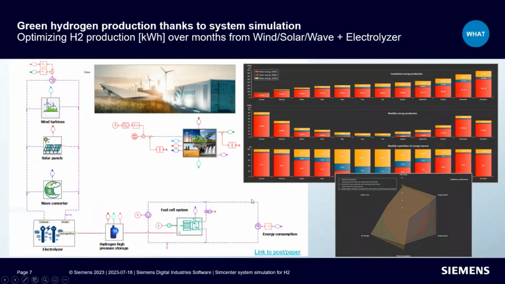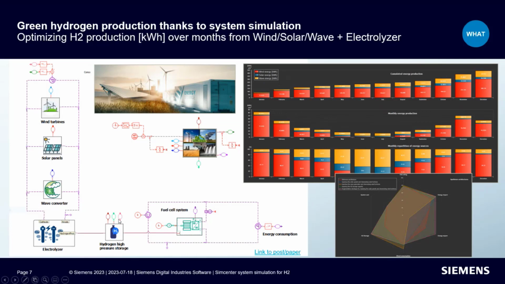And let me show in more detail the first example of application. So here we have a model that is used to capture the behavior of a complete plant, where we are first producing green electricity with different fluctuating sources: wind turbines, solar panels, and wave converters. And depending on the operating conditions, we can predict the dynamic evolution of the electricity that we can produce. Then this electricity is supplied to an electrolyzer, and with the electrolyzer model, we'll be able to predict how much hydrogen is produced from the electricity.